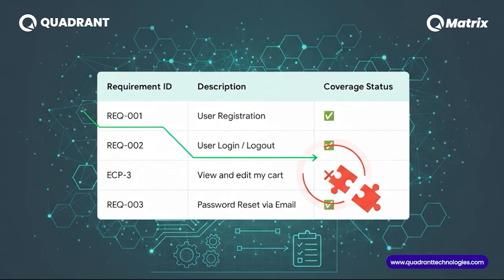But then, oh, look at this one. View and edit my cart. We've got a big red X. That's a gap. And the beautiful thing is, it's not a mystery anymore. It's a clear, actionable item that you need to go fix.